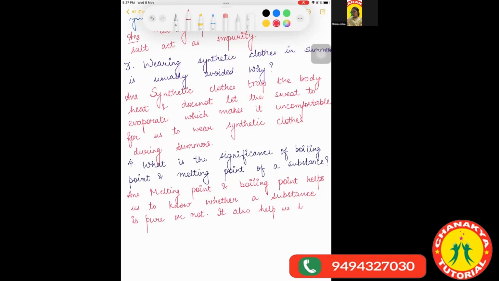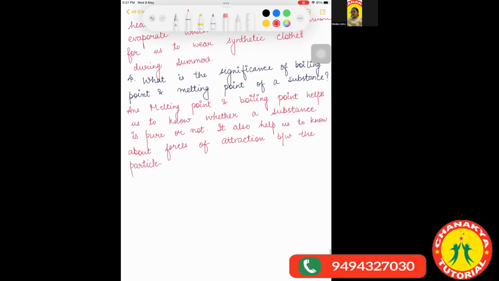helps us to know about the forces of attraction between the particles. If the forces of attraction are more, the melting and boiling points would be more, because it will take a lot of heat energy for anything to melt or boil. Similarly, if the force of attraction is less, then it will take less time for melting and boiling. Fine. Is it clear now?